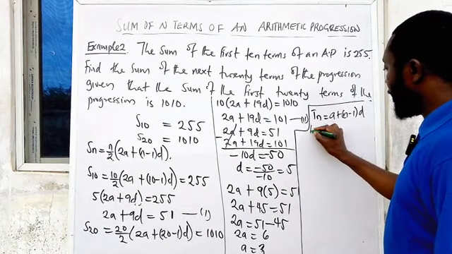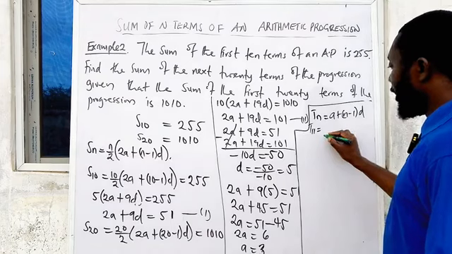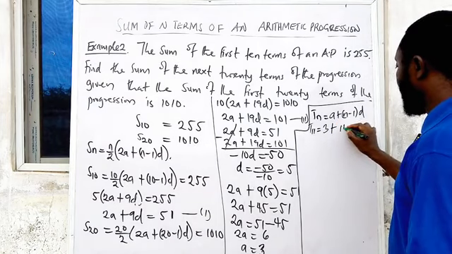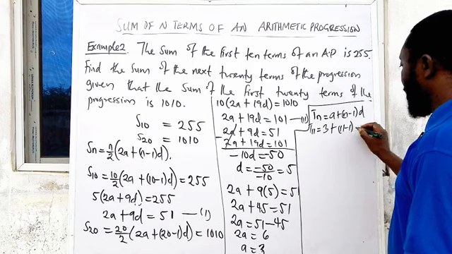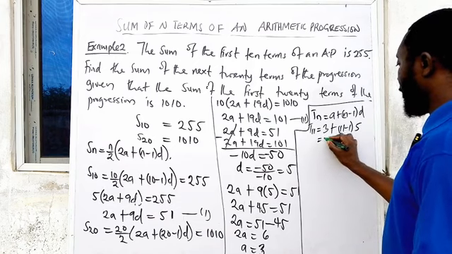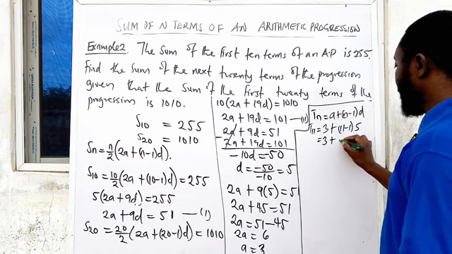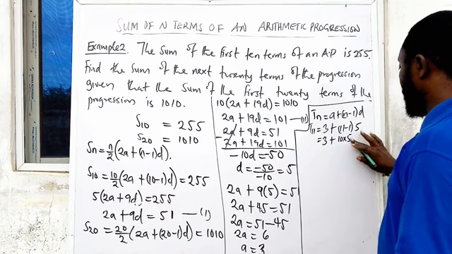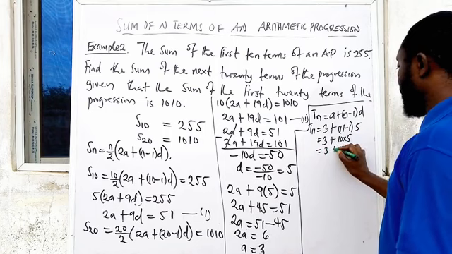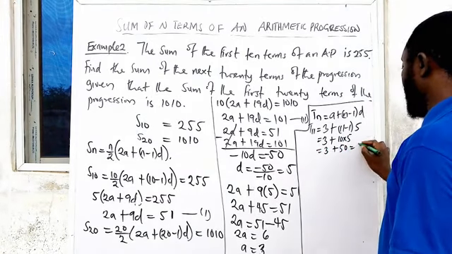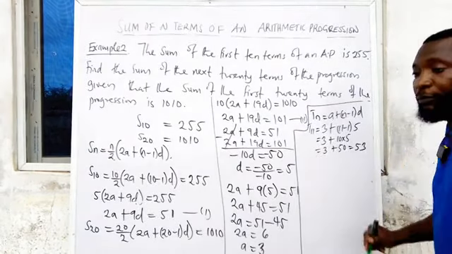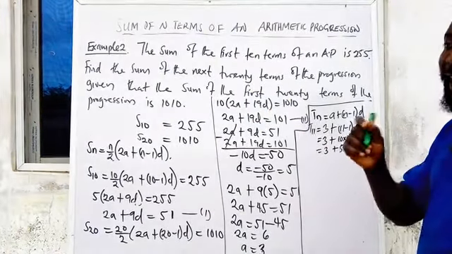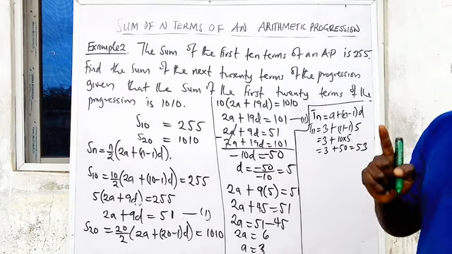Now, we find T11 equals A, our first term A is 3, plus 11 minus 1, our N is 11, and D is 5. From here we have 3 plus 11 minus 1, that is 10. So 10 times 5, and 10 times 5 is 50. So here we have 3 plus 50, which is 53, meaning the 11th term of that sequence is 53. That 11th term will now represent our first term.